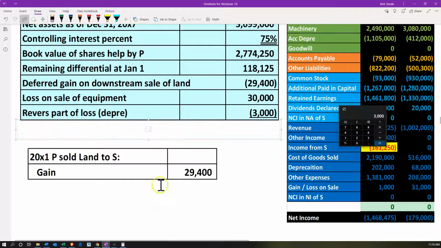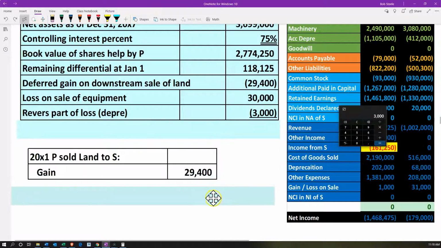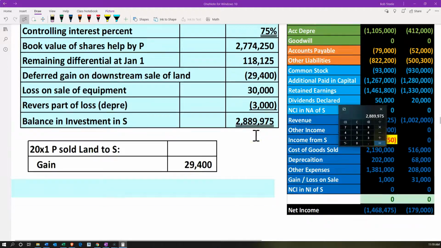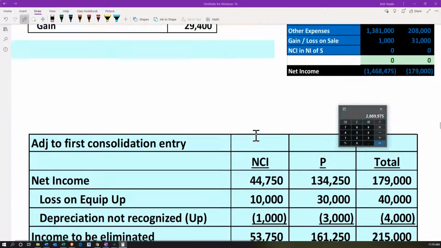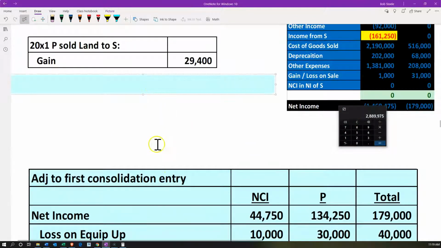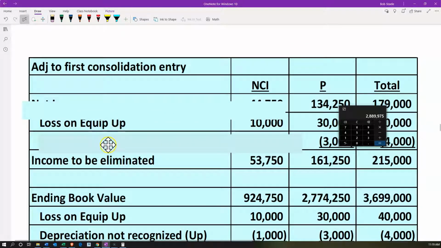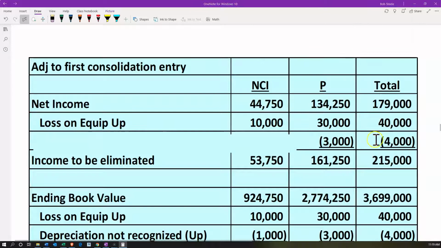And that gives us then, at the end of the day, once the day has ended, the sun goes down, we've got the 2,889,975, which is of course the 2,774,250 plus the 118,125 minus the 29,400 plus the 3,000 minus the 3,000, and there's the 2,889,975. Okay, so then let's go down to our table. Now that we have all this data, we're going to go down to our adjusting table for the beginning or first journal entry. So let's add our little reveal thing here.